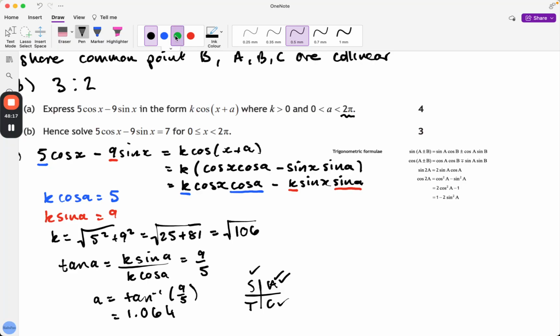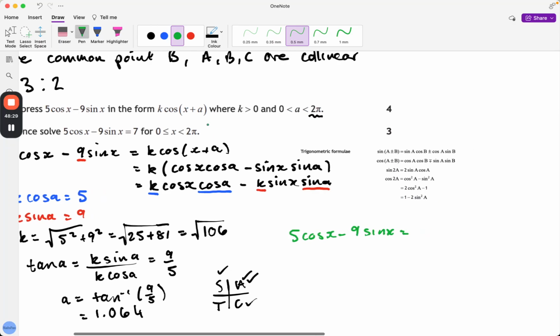Your very last step is just to write out that your 5 cos x minus 9 sine x is equal to your k cos of x plus a, with those values subbed in. So our k is root 106. We've got our cos, and then we've got x plus our 1.064, if you want to take it to 3 decimal places. Grand, and that is you for part A.